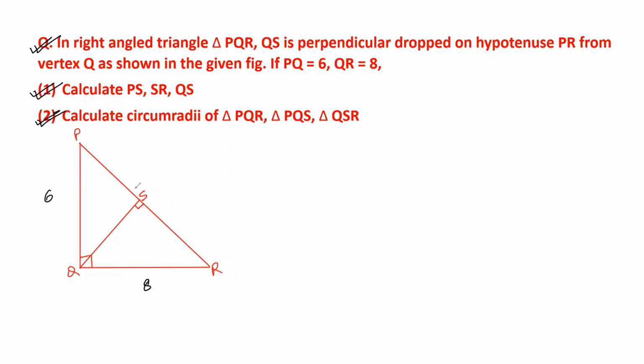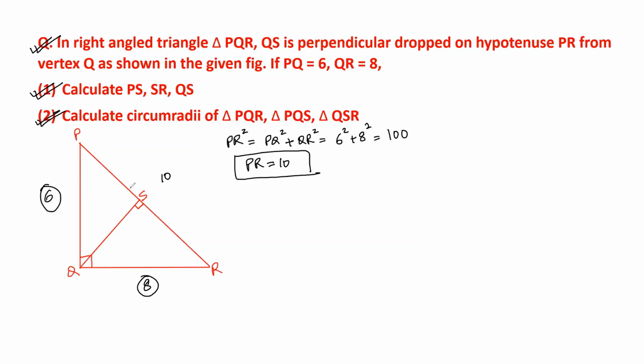Since this is a right angle triangle, we can directly use the Pythagoras theorem, which is hypotenuse square would be height square plus base square. So PR square can be written as PQ square plus QR square. The length of PQ is 6 units and the length of QR is 8 units. So this would be 6 square plus 8 square, which is 36 plus 64, that is 100. So PR square is 100. So the length of PR, that is the length of the hypotenuse, would be 10 units.